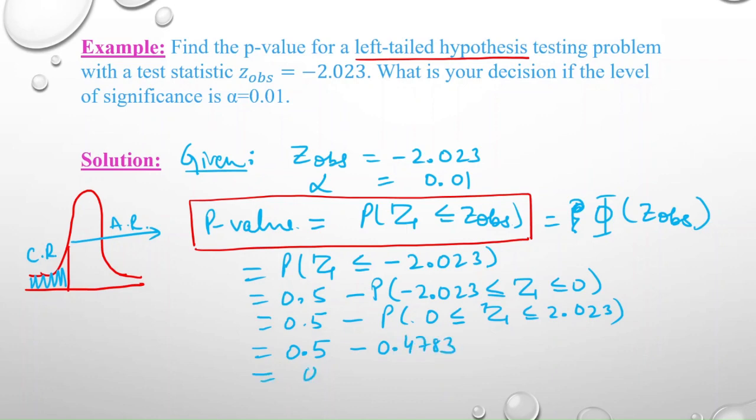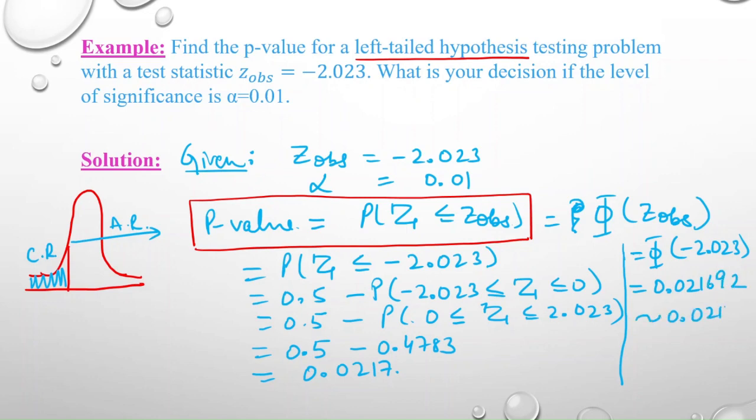That's coming out to be 0.0217. So here also, when we calculate it using the phi hat of minus 2.023, the value that we are getting is 0.0216, 0.92, which is approximately 0.0217. So the answer remains the same.